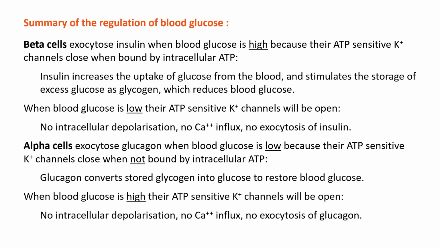In alpha cells, of course, when blood glucose is high, therefore ATP is high within the alpha cell, their ATP-sensitive channels will be open. So these potassium channels will open because ATP is bound to them. When they're open, we don't get intracellular depolarization, we don't get calcium influx, and we don't get exocytosis of glucagon. So when blood glucose is high, we don't exocytose glucagon. And between the two of them, they work together to regulate blood glucose.